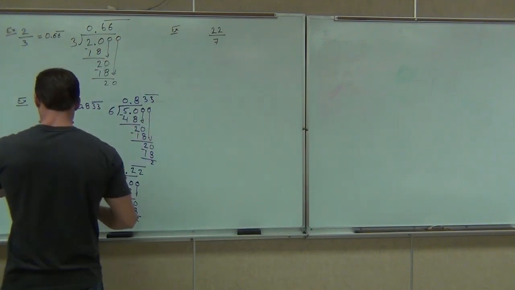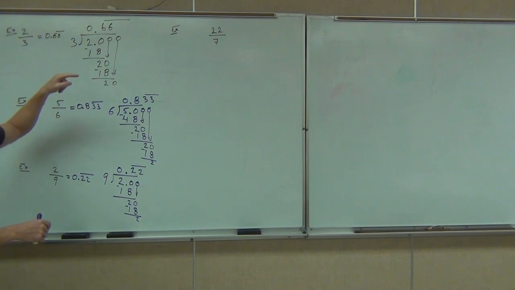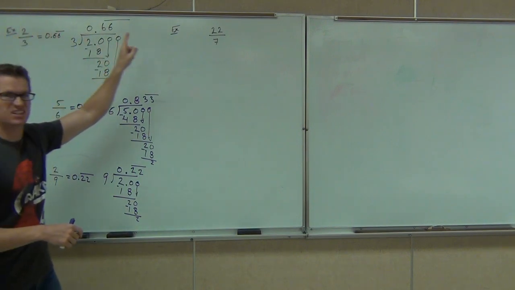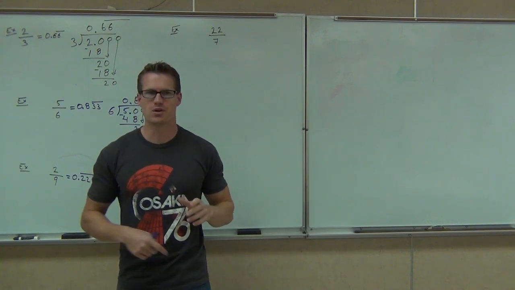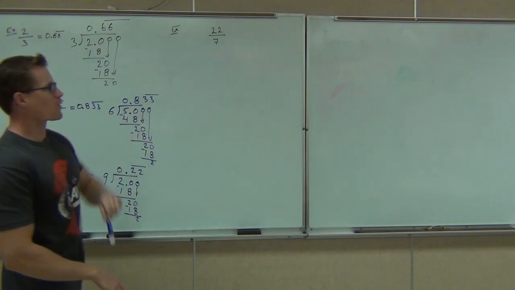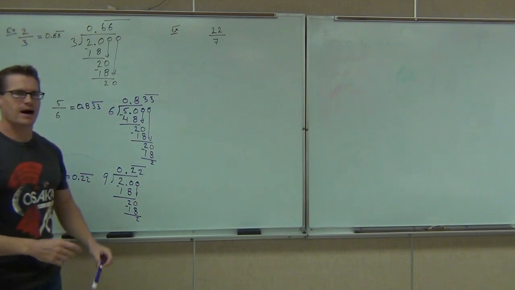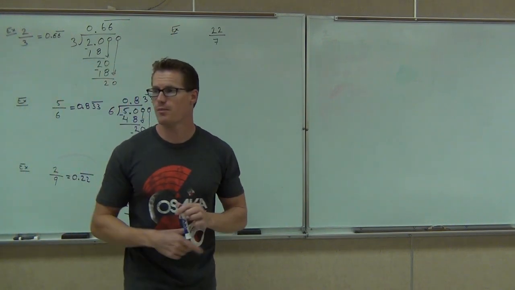6 over 9, 0.6666. Well, you can see that 6 over 9 is 2/3. That's 0.6666 forever. That's crazy. 9's an interesting number. There's a lot of number theory you can do with 9s. Anyway, let's try one more. I'll have you do one on your own. We'll talk about how to do this with some mixed numbers, then move on to order of operations.